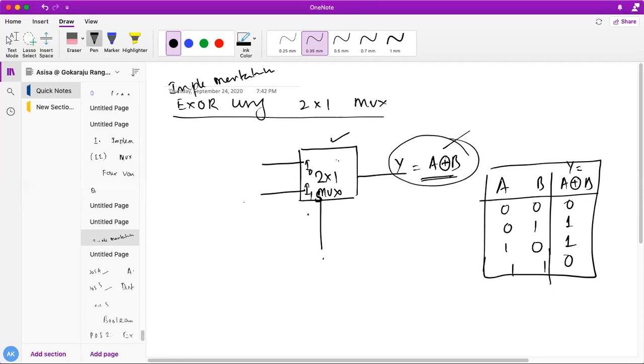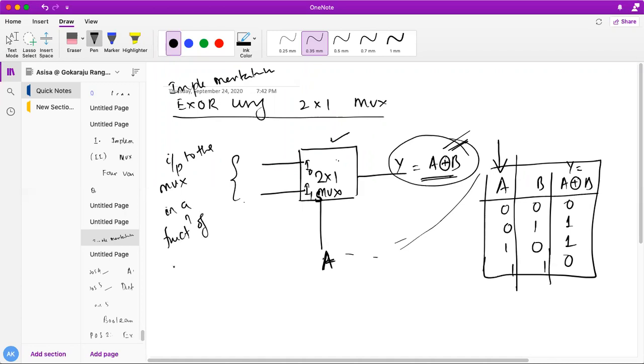See here what I will do. As I have already told you, for a two variable function like A XOR B, the MSB of the input is connected directly to the select line. So here the select line is A. The remaining variable is only B. You have to represent the inputs to the mux as a function of the remaining variable.